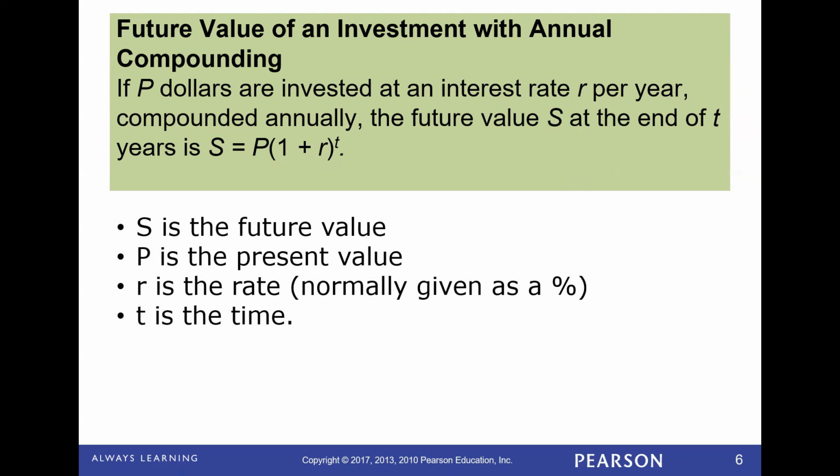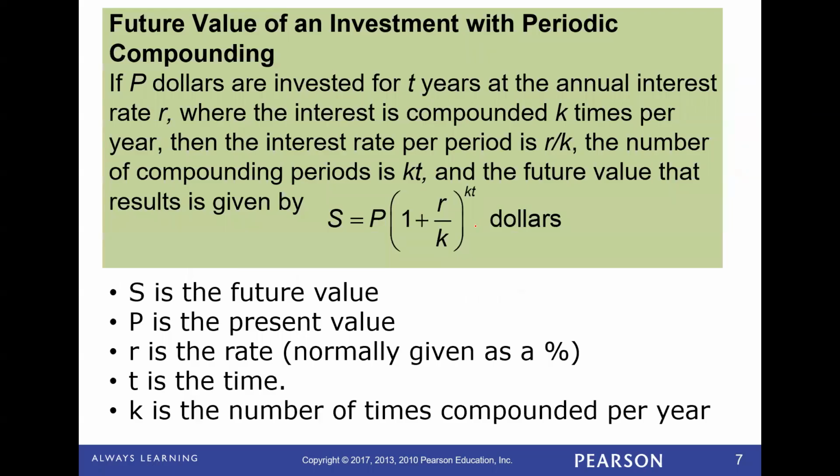Now, what happens if I'm not compounding once a year, but if I do them multiple times per year? That actually changes our formula just ever so slightly. So our new updated formula, what if I need to compound multiple times a year, is S equals P parentheses 1 plus R over K to the power of KT.